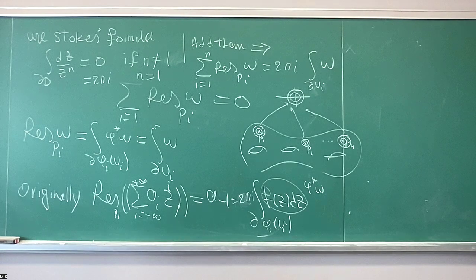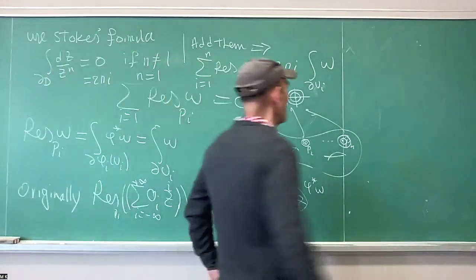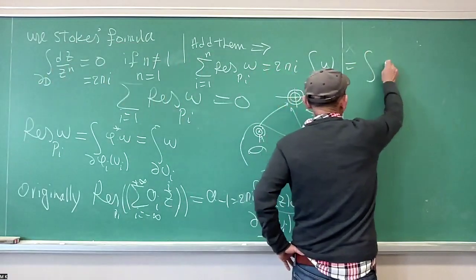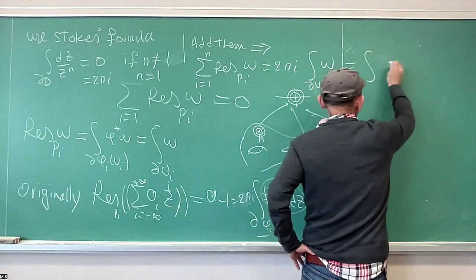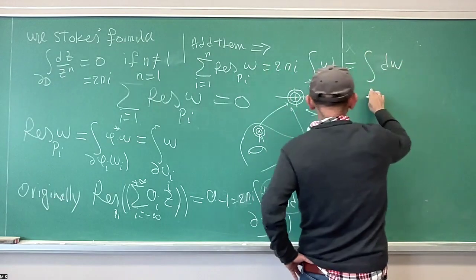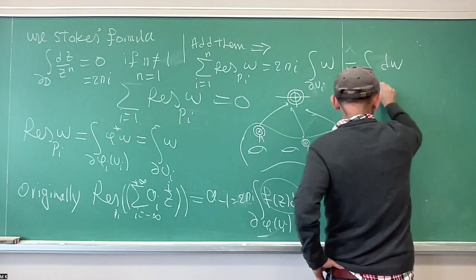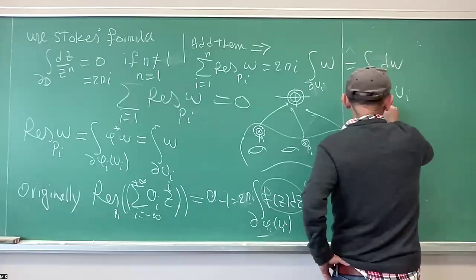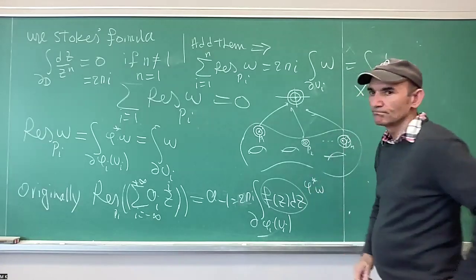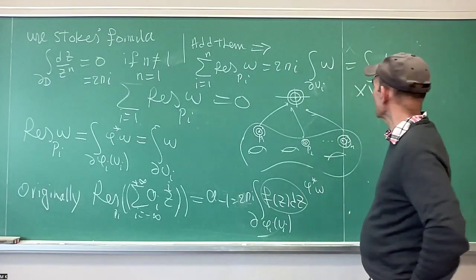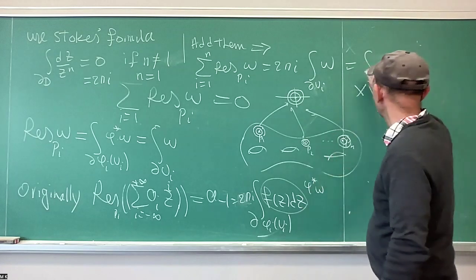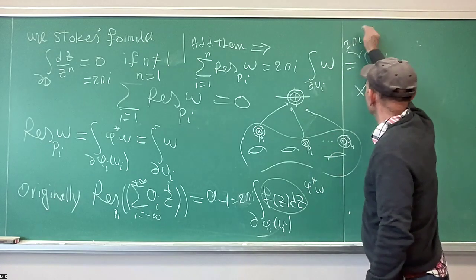Stokes. Third time. So this is equal to the integral of d omega. Let me put it correctly: the integral of d omega over X minus the union of U_i, i from 1 to n, times 2 pi i. Yes, times 2 pi i, exactly.